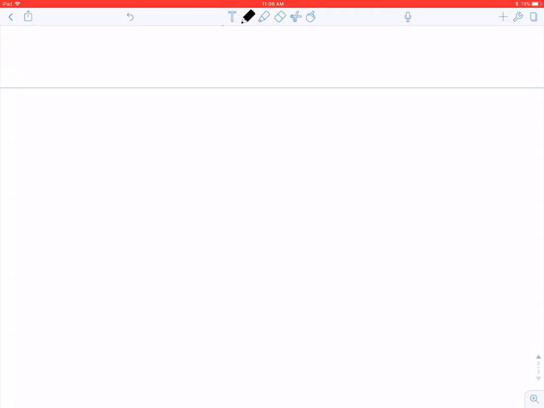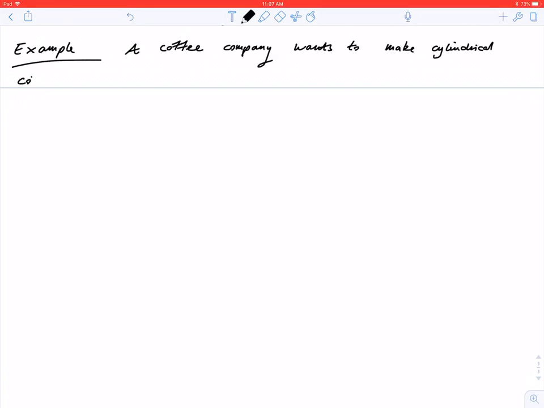So let's go for the following. Example: let's say a coffee company. So we'll do a practical example now. A coffee company wants to make cylindrical coffee cans with a fixed volume. With volume 1,000 centimeters cubed. It's 1 liter. So here's the question. What should the dimensions be to minimize the surface area?